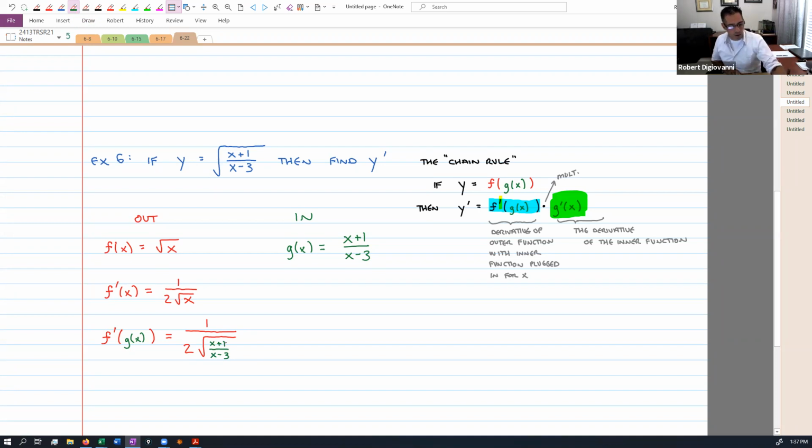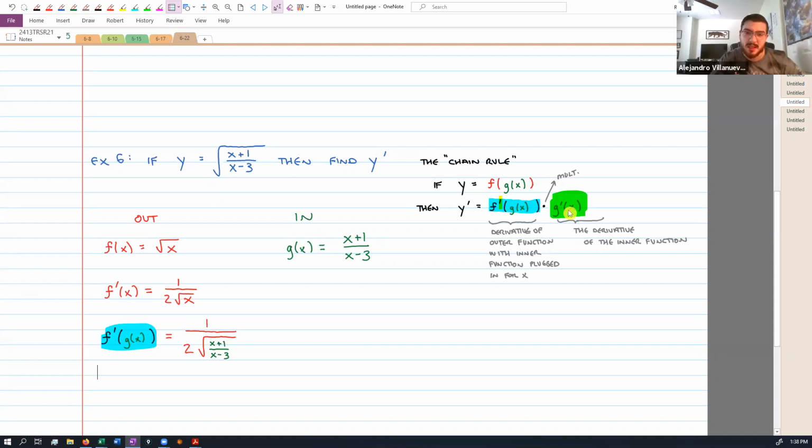Okay, we are halfway there because we now have this blue piece. Now we need the green piece. So Alejandro, to get the green piece, what are we doing? Well, it looks like you're going to have to use the quotient rule, where it's f over g, and then the derivative of f times g minus derivative of g. Yeah, all that game, right?